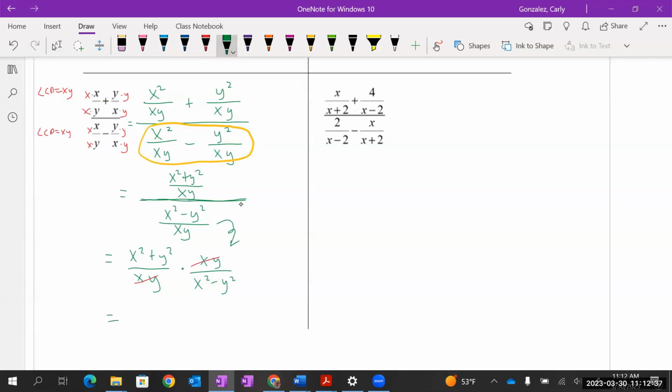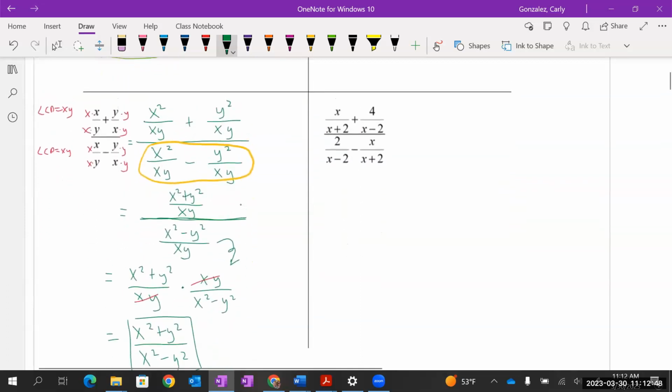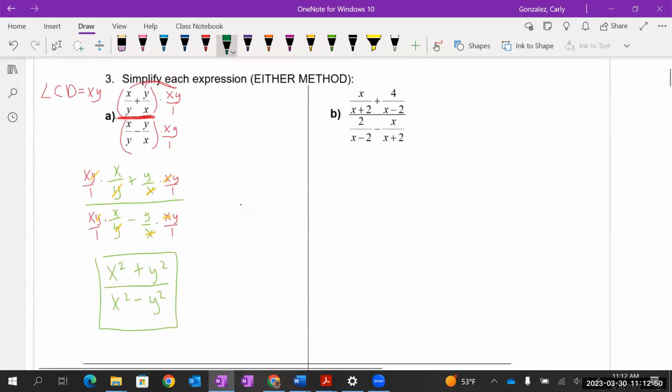And then in the numerator, we get x squared plus y squared. In the denominator, x squared minus y squared. And notice we got the same thing either way. When we did it up above, we just found the LCD of all of those fractions and multiplied to clear those denominators right away.